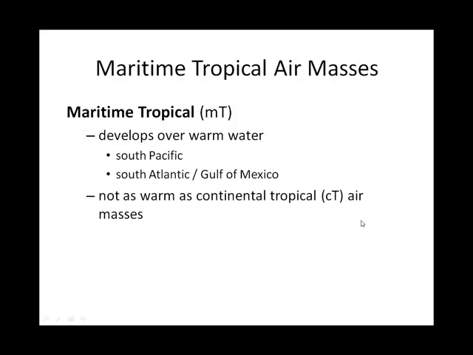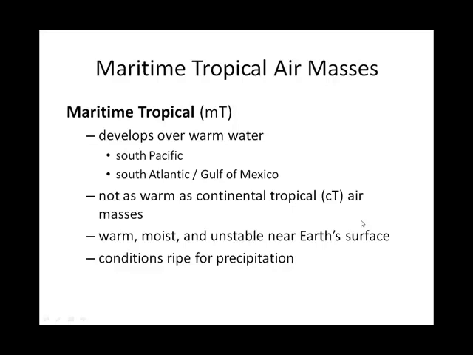So maritime tropical air masses, compared to the other warm air mass we're going to talk about, continental tropical air masses, are not quite as warm as those. They definitely are unstable. Any air mass that is warm is unstable, and any air mass that is moist has a degree of instability. So maritime tropical air masses are definitely unstable.